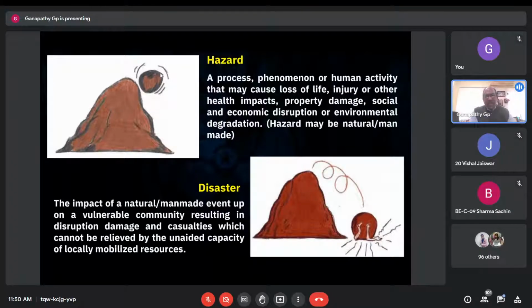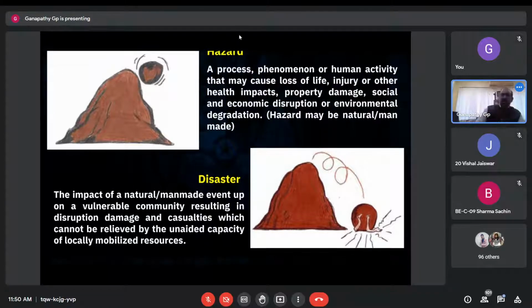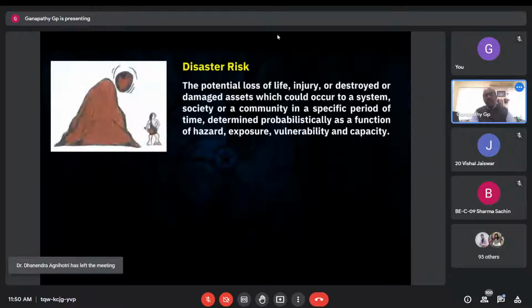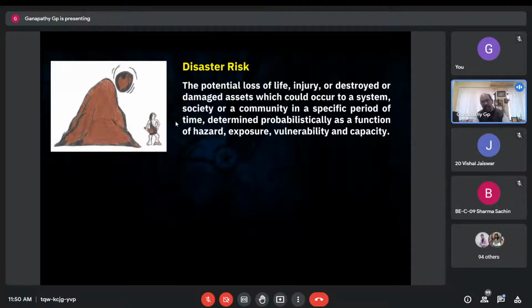So what is a disaster? If someone is down below, the hazard will become a disaster, because the rock is going to hit them and they will die. Because of that, it creates a disaster. What is disaster risk? Suppose this person is here. If the rock is falling, this person is at risk: the potential loss of life, injury, or death. If there is a house, it will be totally damaged. If there is a community, they may be affected. It is probabilistic, as a function of hazard, exposure, vulnerability, and capacity.